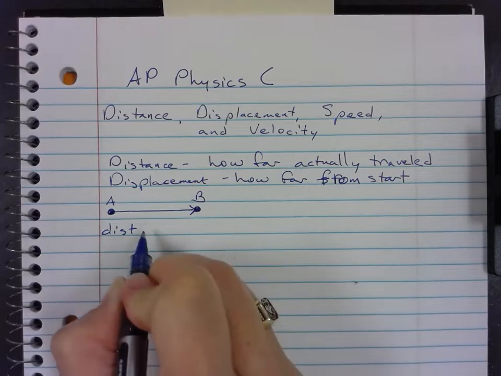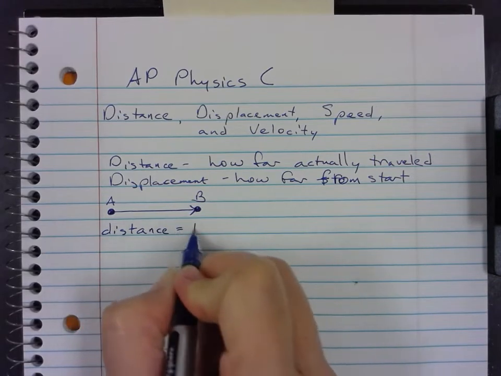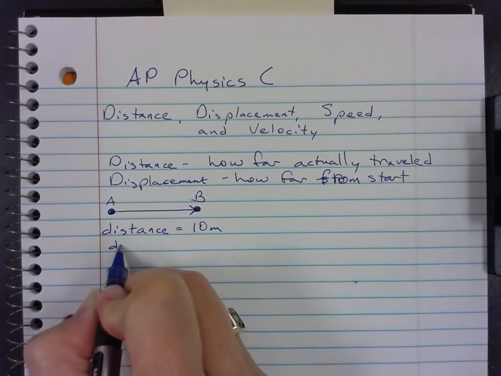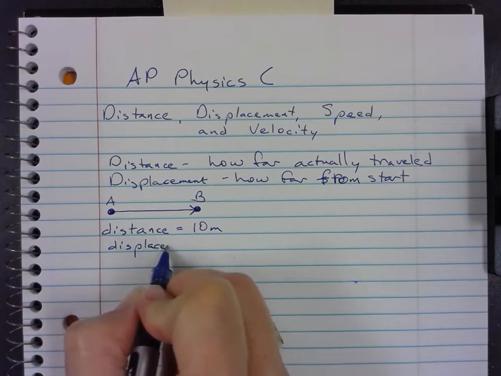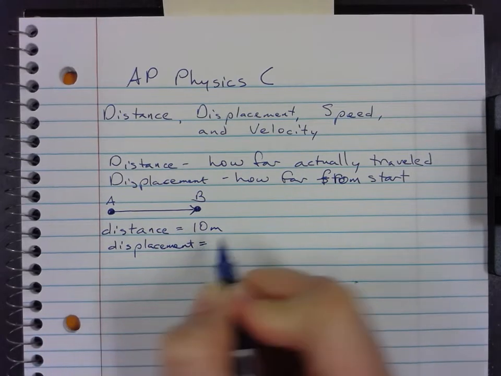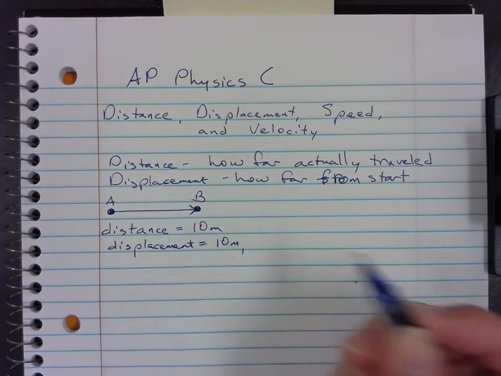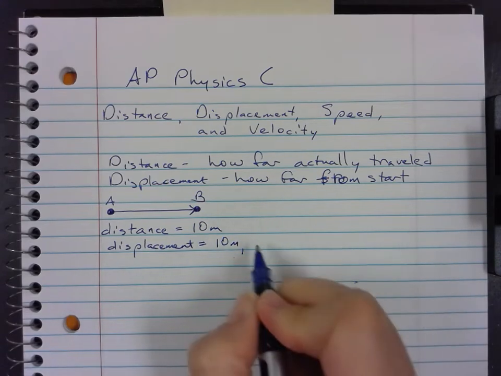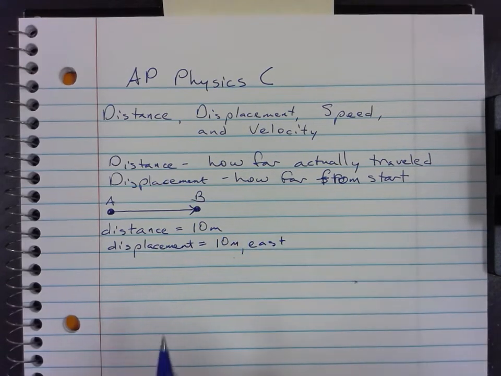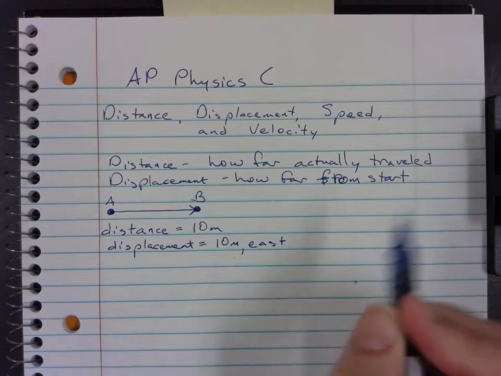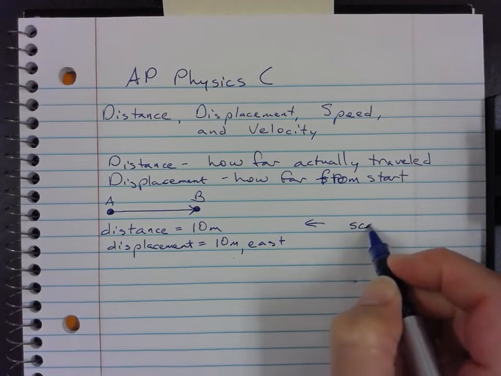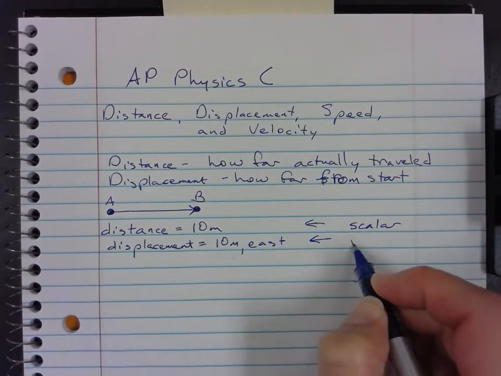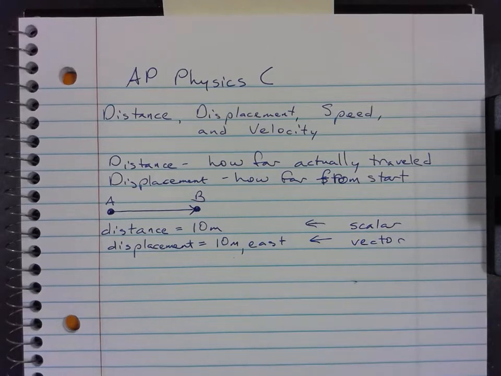let's make up numbers that this is a distance of 10 meters. This would also be a displacement of magnitude 10 meters, but displacement is a vector, so it also has a direction. Let's go with east for this particular one. So remember, distance scalar, displacement vector.